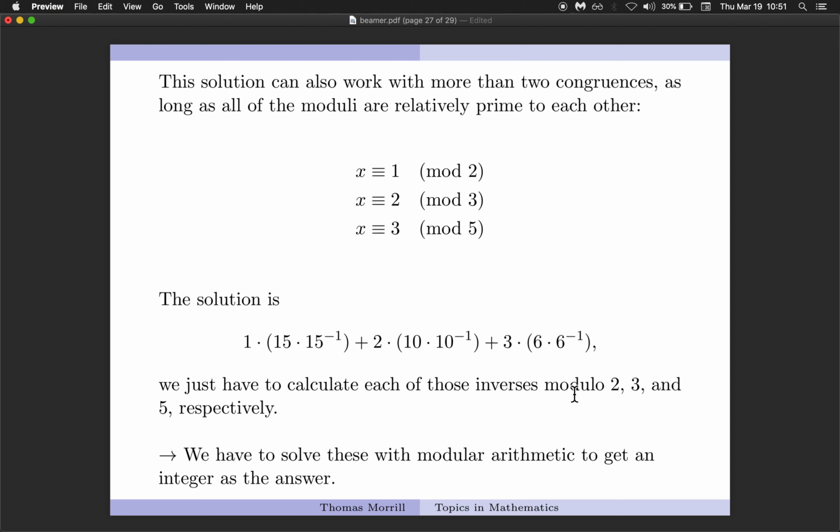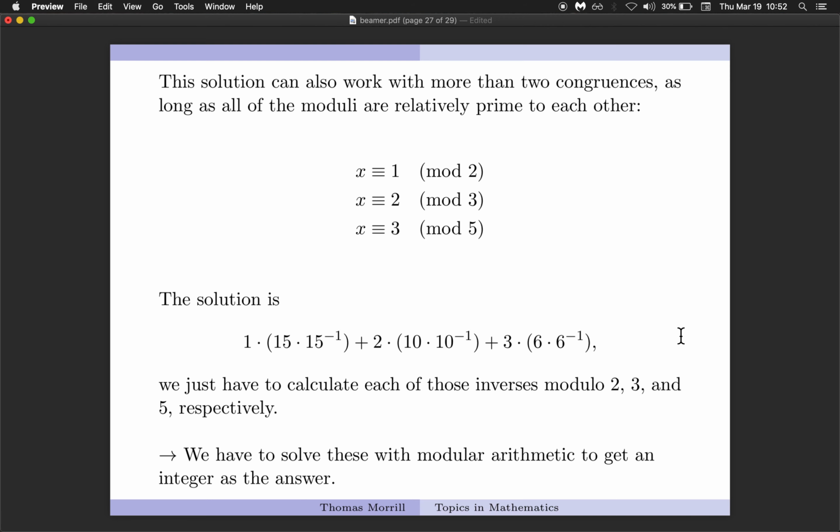So we just have to calculate inverses for the numbers 15, 10, and 6. Those inverses will need to be calculated mod 2, mod 3, and mod 5. But I want to use modular arithmetic to find this inverse rather than division, because my final answer should be an integer. I do not want a fraction as the solution to this problem. Where did I get the 15, the 10, and the 6?